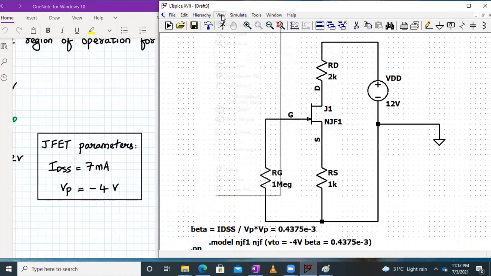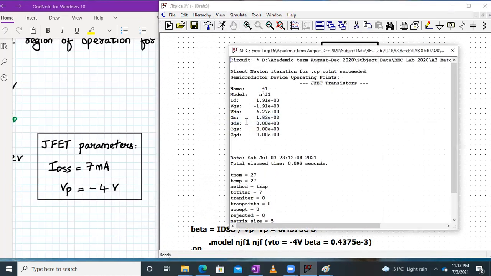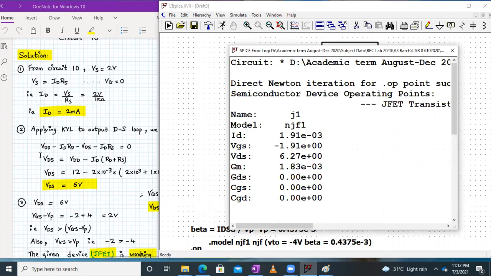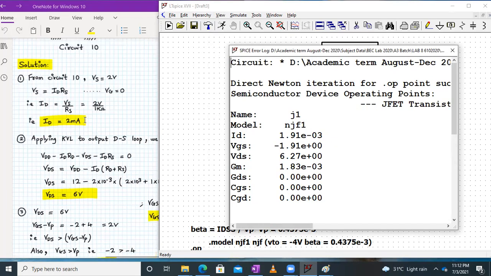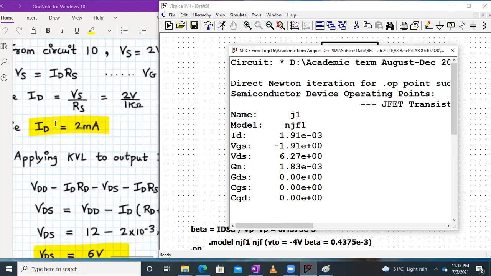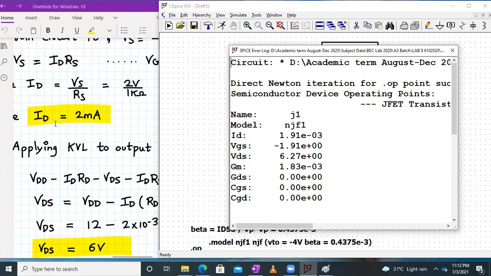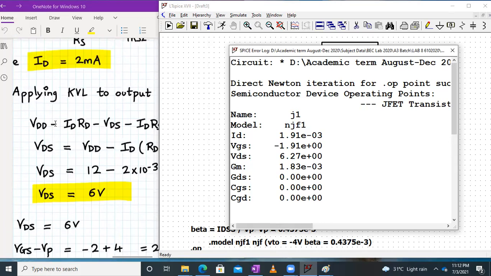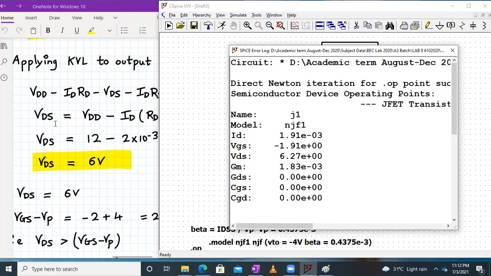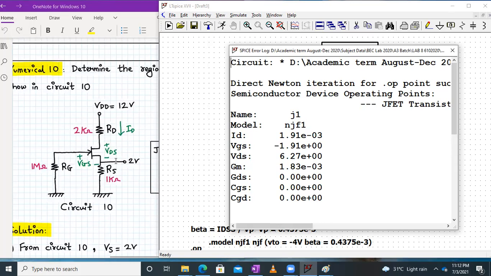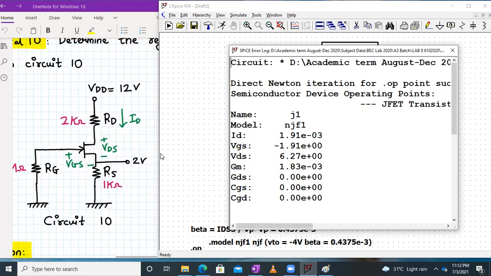We close this. We'll go to view and check the spice error log. So here is the spice error log. Let us check the values of ID. Here is an assumption that the VS value is 2 volt, so we will get approximate results. ID is around 2 milliamperes because VS was 2 volt. And VDS value is coming out close to 6. It's coming different over here. That's absolutely fine because here they have assumed that the value of VS is around 2 volt.